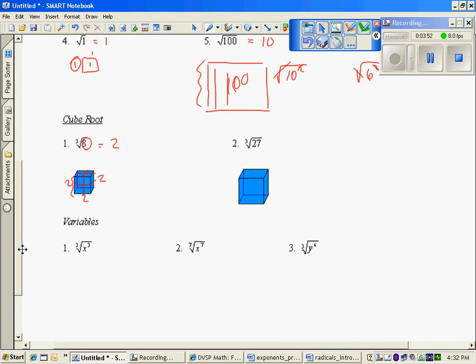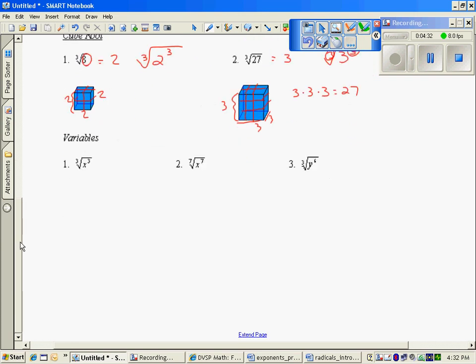The cube root of 27 is asking the same thing. It's just a little bit bigger. And if I go ahead and divide this out into smaller cubes, you're going to see that the dimensions are 3. The height is 3, the width is 3, and the depth is 3, because 3 times 3 times 3 is 27. So again, that cube root and the exponent of 3 end up reducing. The cube root and the exponent on the 2, which was also a cube, to make the 8, reduce.